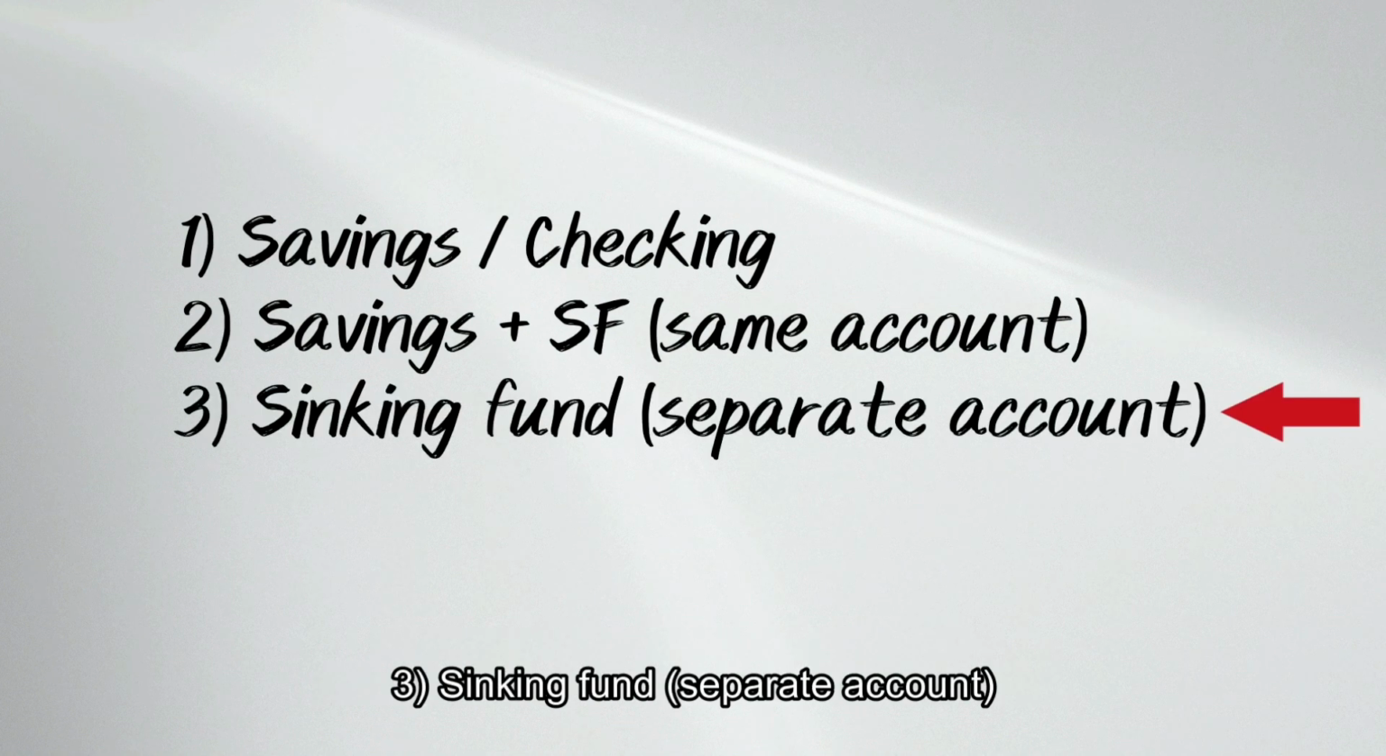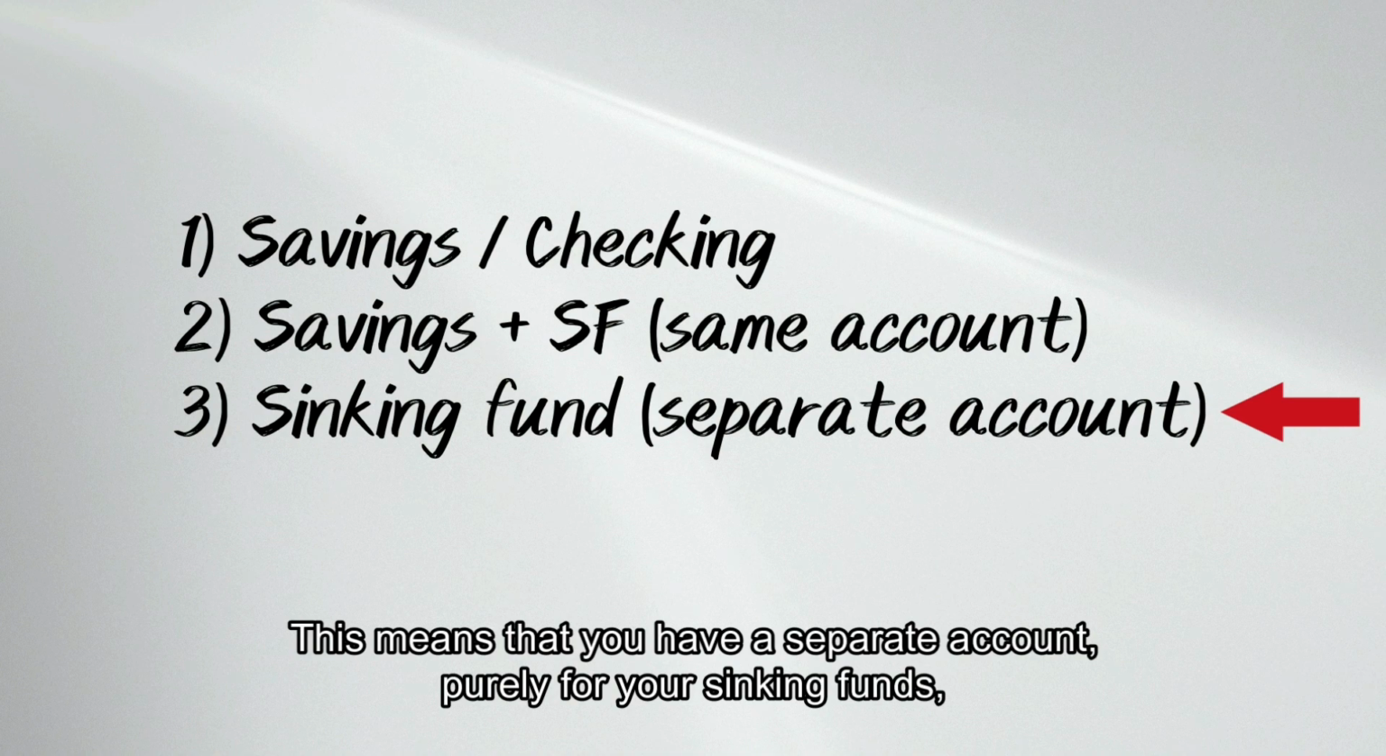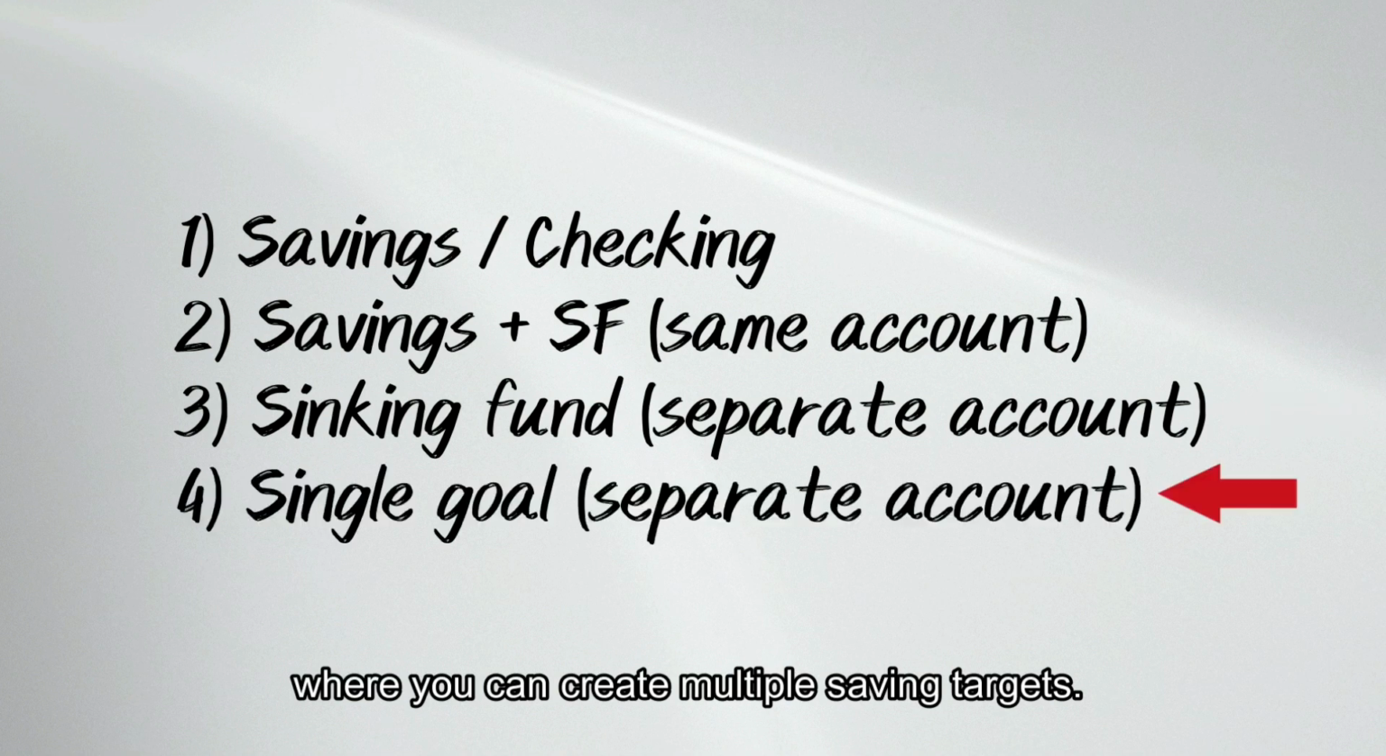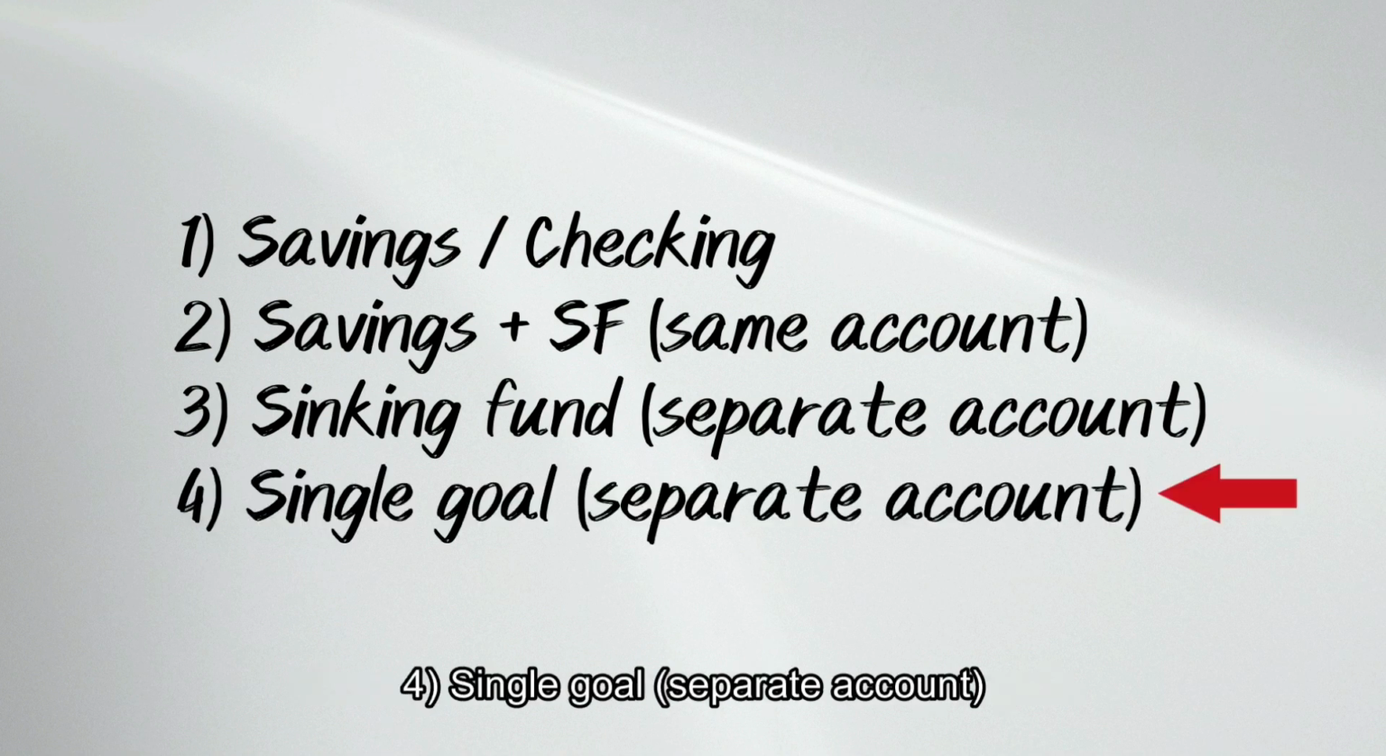Number 3, Sinking Fund, separate account. This means that you have a separate account, purely for your sinking funds, where you can create multiple saving targets. And lastly, number 4, Single Goal, separate account.